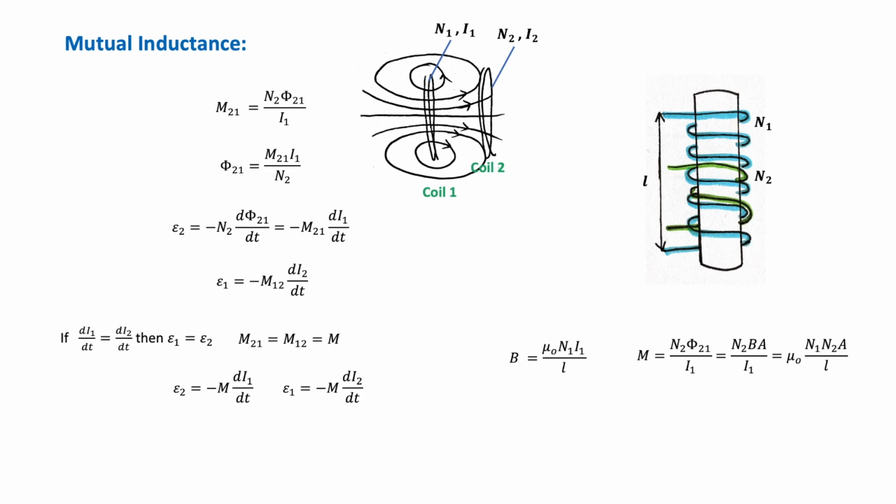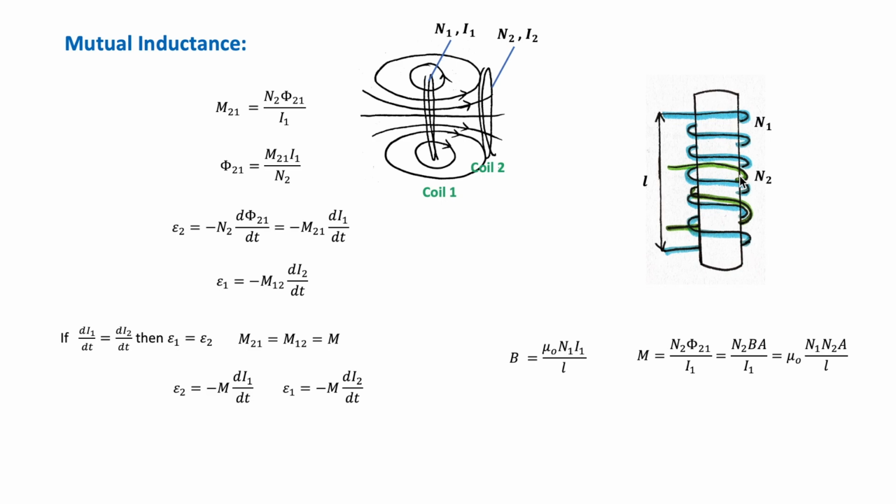So as an example, let's consider a long solenoid of length L and N1 turns carrying a current I1 and of cross-sectional area A. And there is a second coil of N2 turns with the same cross-sectional area. These turns are concentric with the first, okay? So we want to find the mutual inductance of the system.